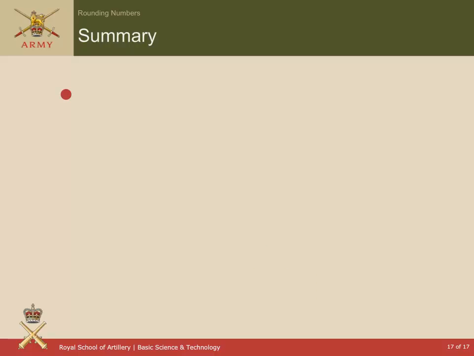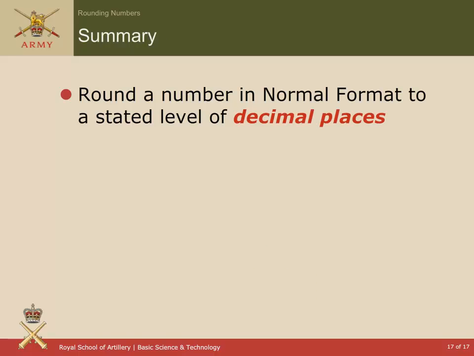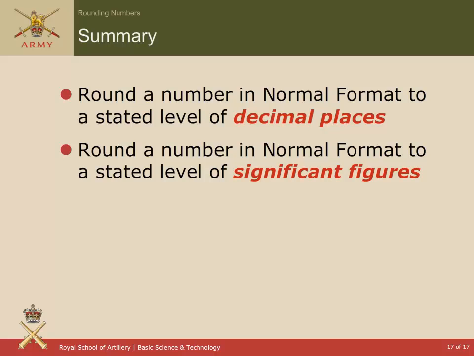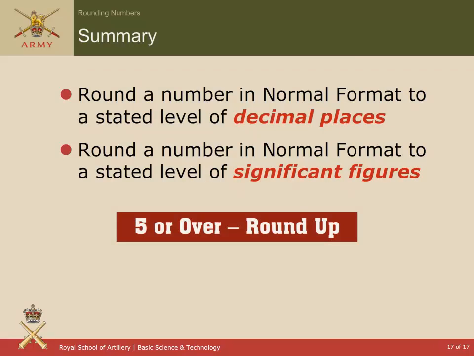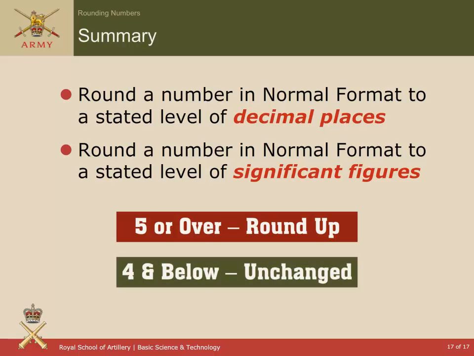So in summary, we rounded a number in normal format to a certain level of decimal places, and we did the same for a number in normal format and rounded it to a stated level of significant figures. The actual rounding process is the same in both cases. You look at the digit you're going to round to, you look at the next one along. If it's 5 and above, you round it up. If it's 4 and below, you leave it unchanged.